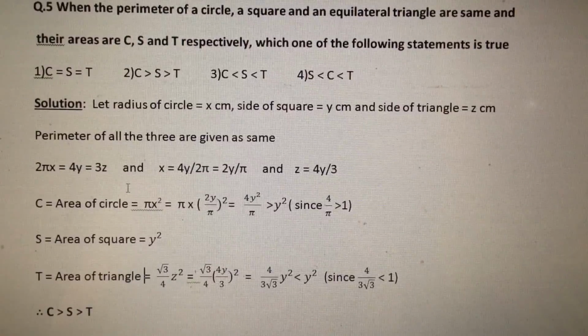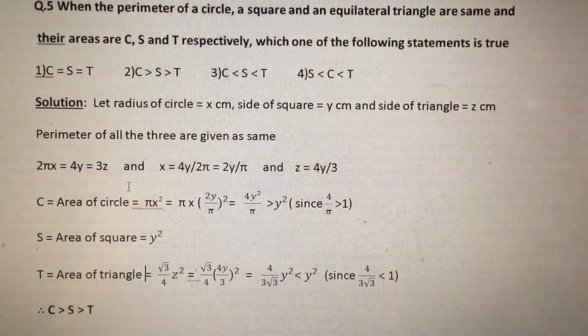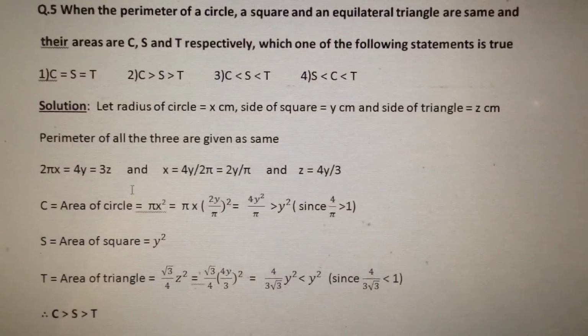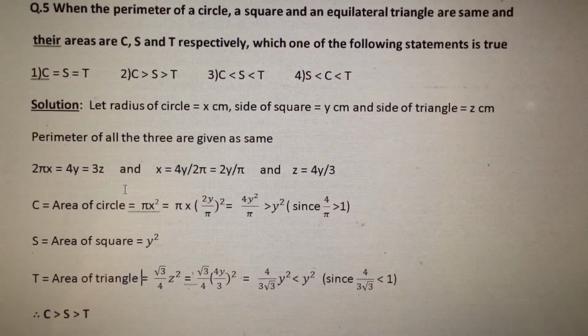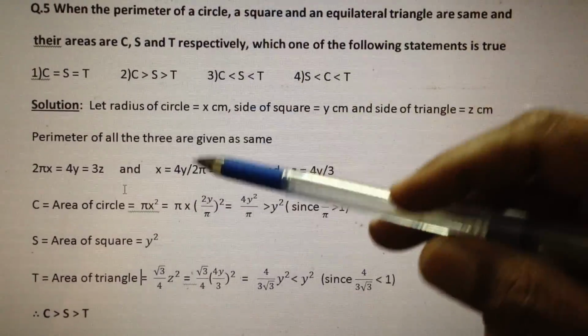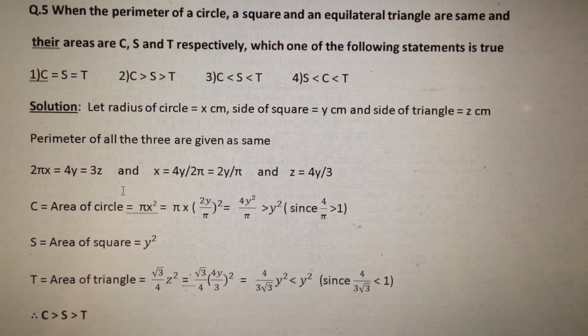Now we know that the perimeter of all the three are equal. So we can equate these. 2 pi x is equal to 4y is equal to 3z. Now we can write x and z in terms of y. So x is equal to 2y by pi and z is equal to 4y by 3.